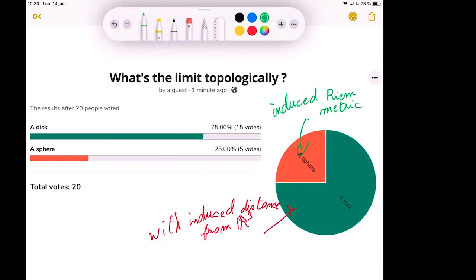It goes to the disk when we just take the restriction of the distance, as a map from R3 times R3 to R. We just take the restriction to our surface. It doesn't come from a Riemannian metric. But if we take the induced Riemannian metric, then the limit is a sphere. So we have to be a little bit careful when we think about this stuff. That was an example that I wanted to address.